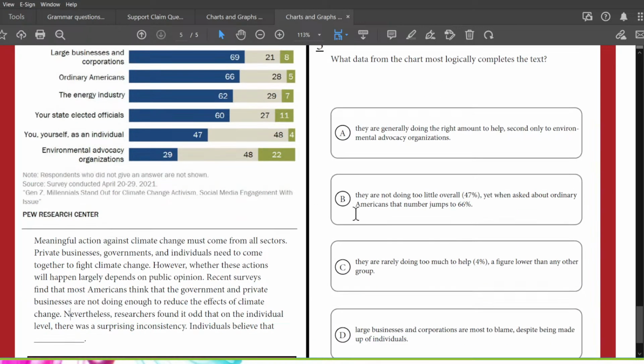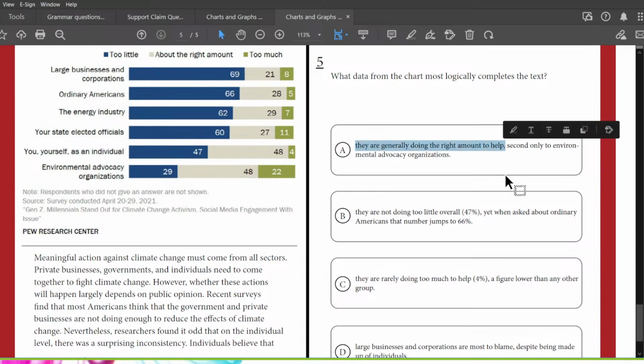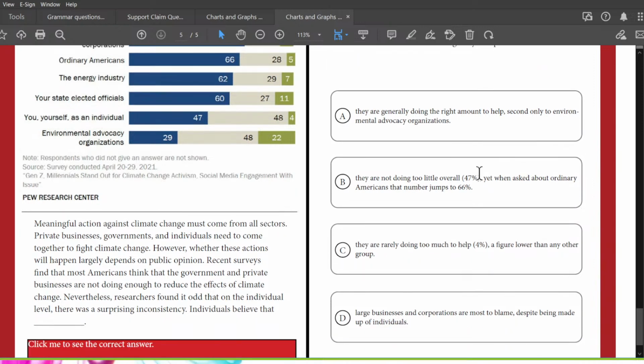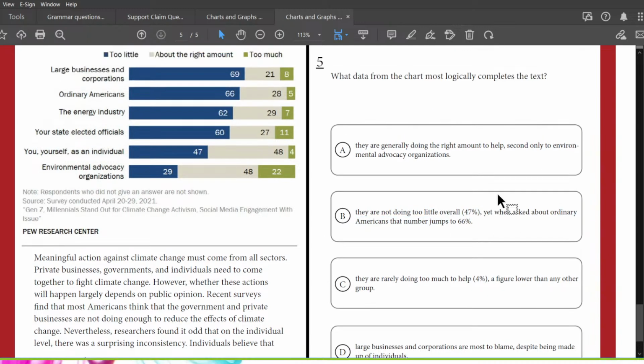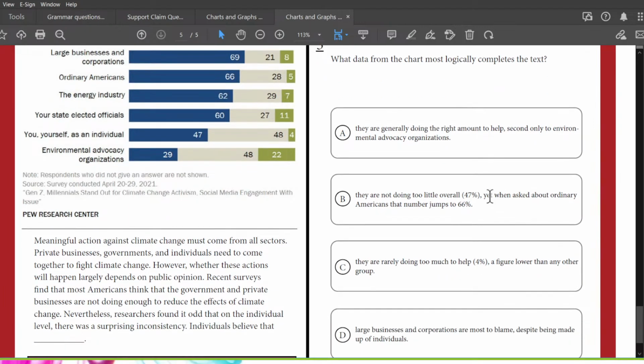So it says, okay, individuals believe that they are generally doing the right amount to help, second only to environmental advocacy organizations. I don't really see an inconsistency there because environmental organizations should be the ones doing the most, right? It's like in their name. That's what they do. So I don't feel like it's inconsistent that people feel they're doing the right amount and that's second. Nah, I don't know. All right. They're not doing too little overall. Yet when asked about ordinary Americans, that number jumps to 66%. I think there's something interesting there. Also, there's that word yet, which could be useful for an inconsistency. I'm going to take a look at this one.